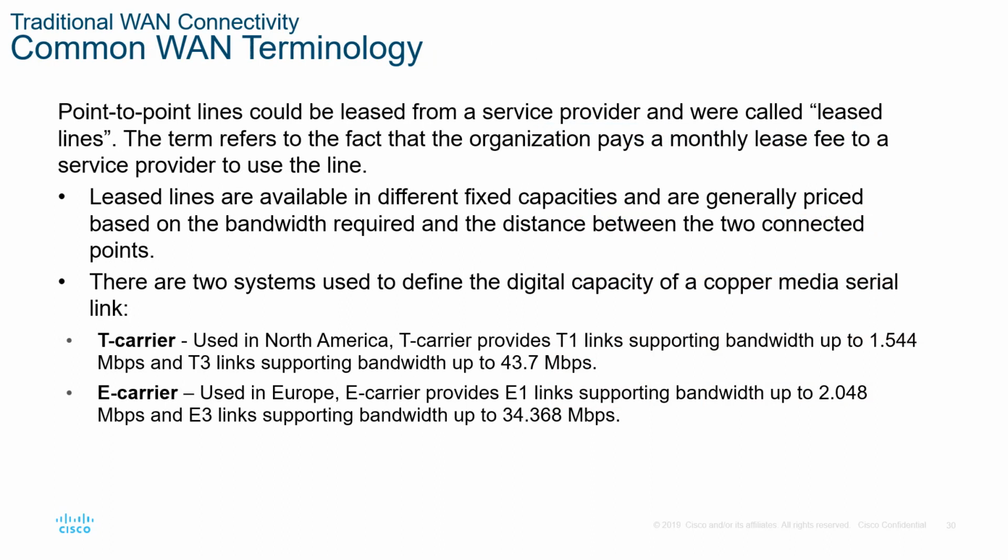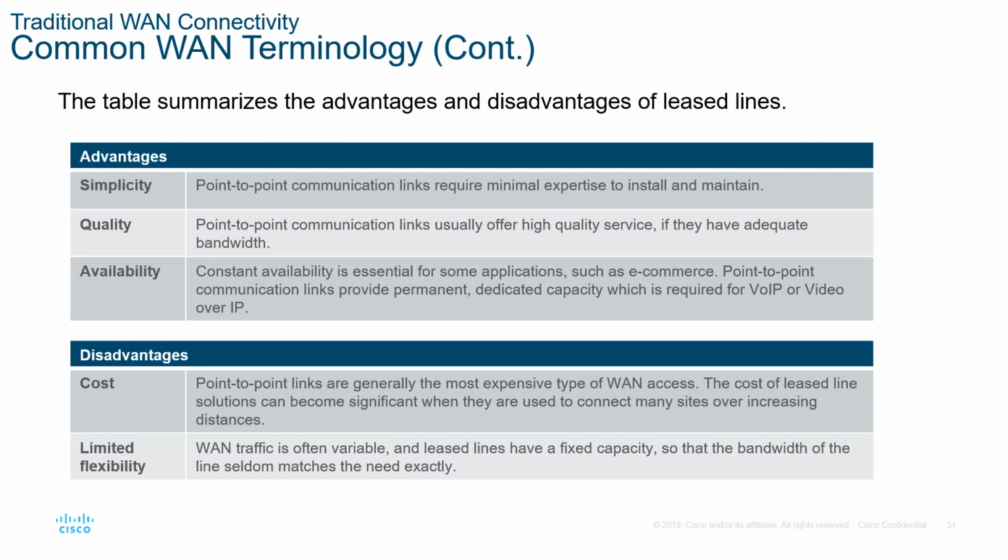Leased lines are available in different fixed capacities. A T1 is 1.544. A T3 is a bundled set of T1s, and you can have that up to 43.7 megabits per second. European carriers use the E series, and that's going to be 2.048 megabits or 34.368 megabits. However, some of the advantages, very simplistic, the quality was there and the availability was guaranteed. Again, the negative is the cost, and it is not very flexible.